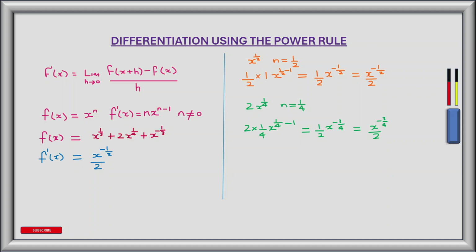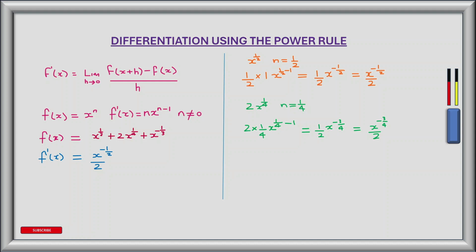So in this case, n is equal to 1/4, and the coefficient of x in this term is 2. So we multiply n, which is a quarter, by the coefficient of x, which is 2, and then we multiply that by x and decrement its power by 1. So its power is a quarter minus 1, which leaves us minus 3/4.